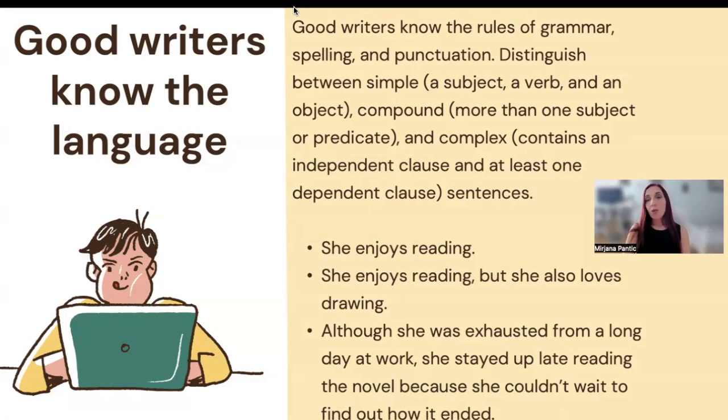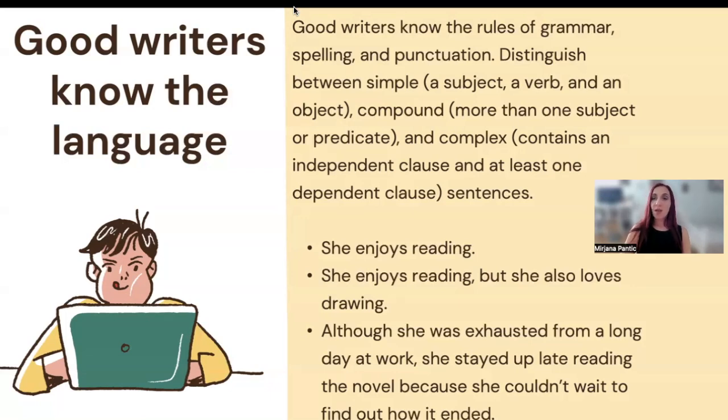Then there are compound sentences. They have more than one subject. An example of such a sentence is "She enjoys reading, but she also loves drawing." And then complex sentences that consist of an independent clause and at least one dependent clause. One such example is, "Although she was exhausted from a long day at work, she stayed up late reading the novel because she couldn't wait to find out how it ended."